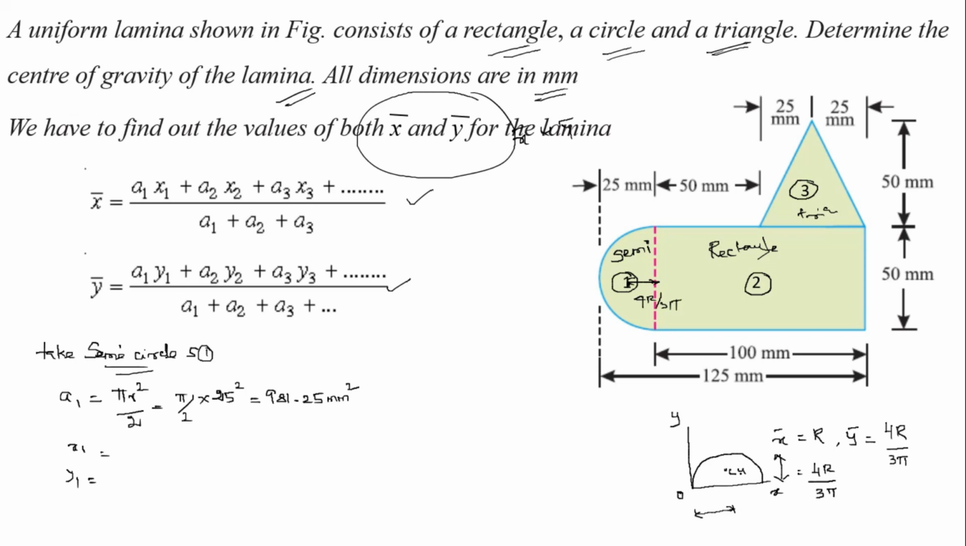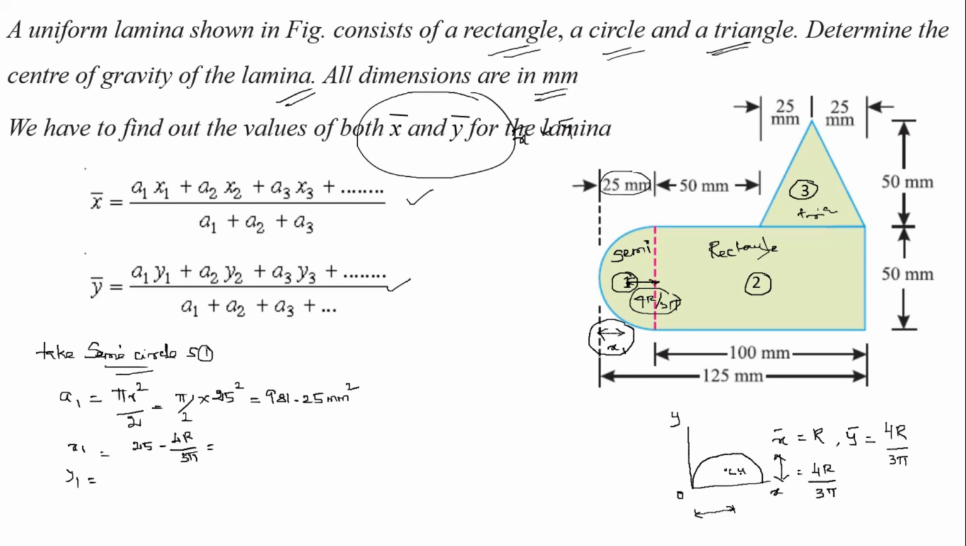From this we need to calculate the CG, which is 4r divided by 3 pi from the base. We know that the total distance is 25, so from the OY axis we need to calculate x1. So x1 is equal to 25 minus 4r by 3 pi, where 25 is the radius of the semicircle. Then we get the x1 value.